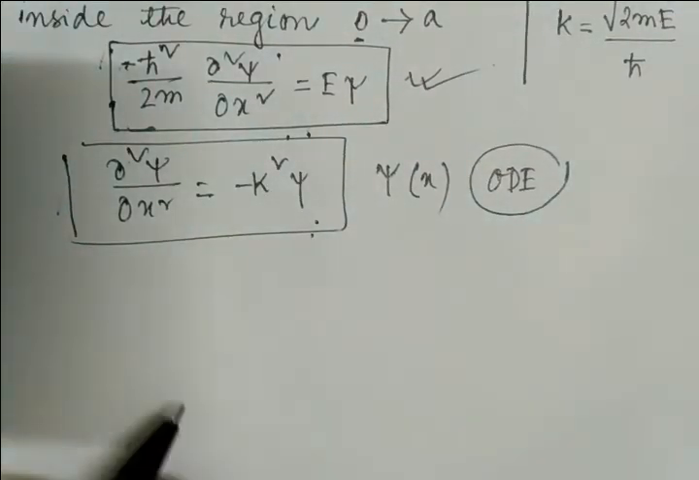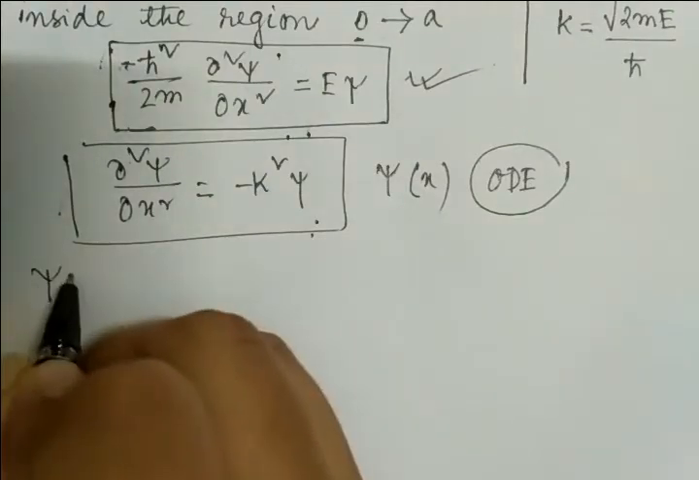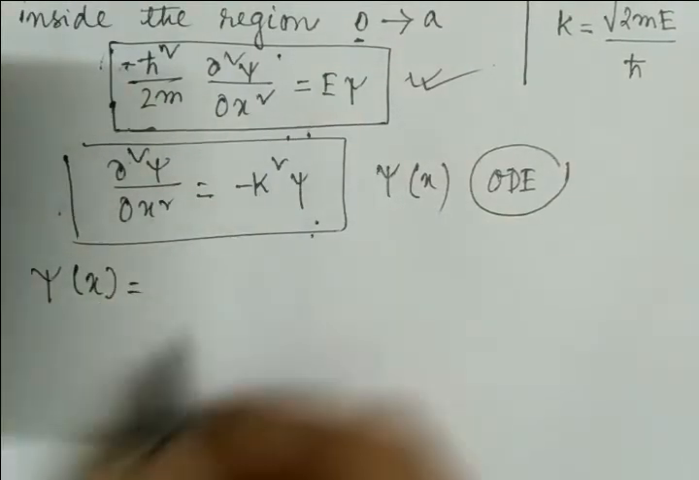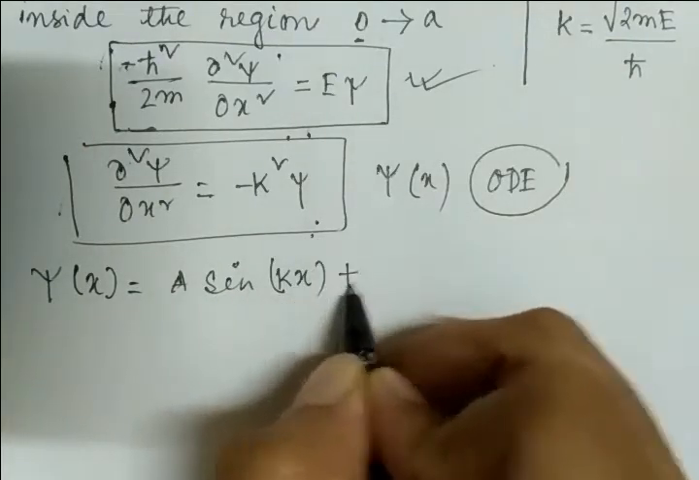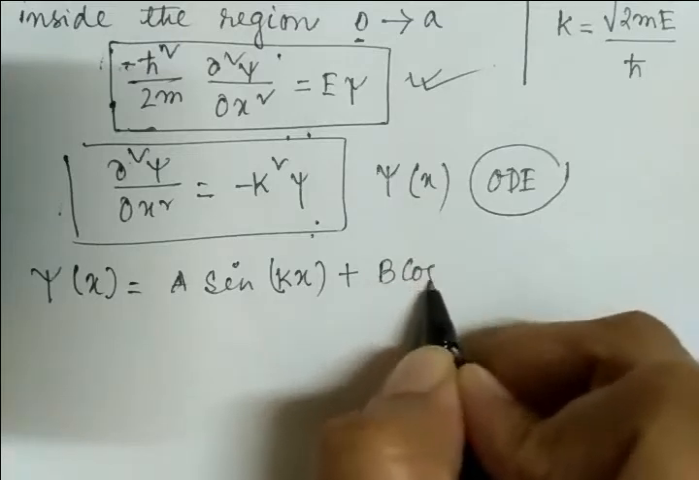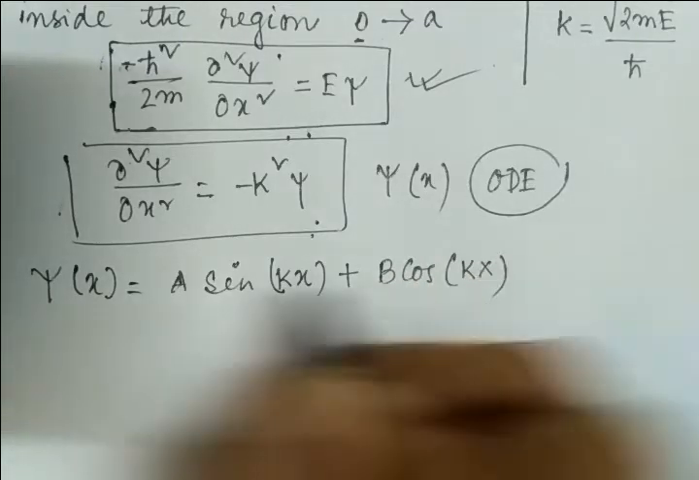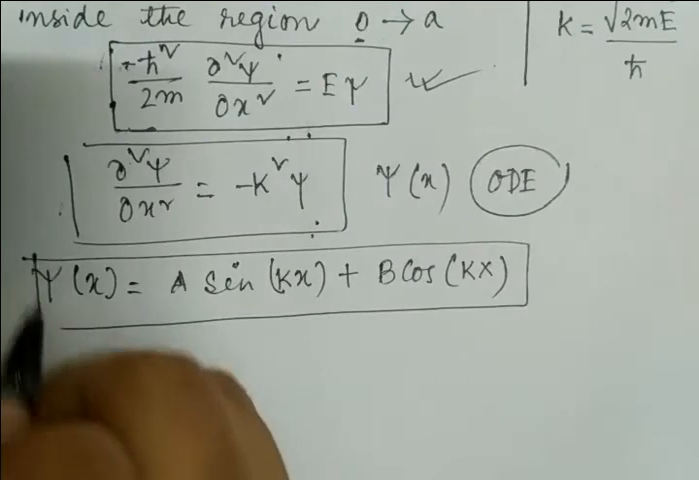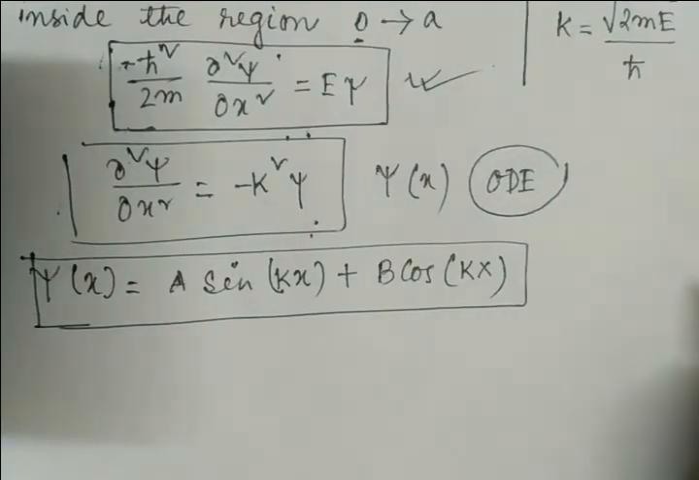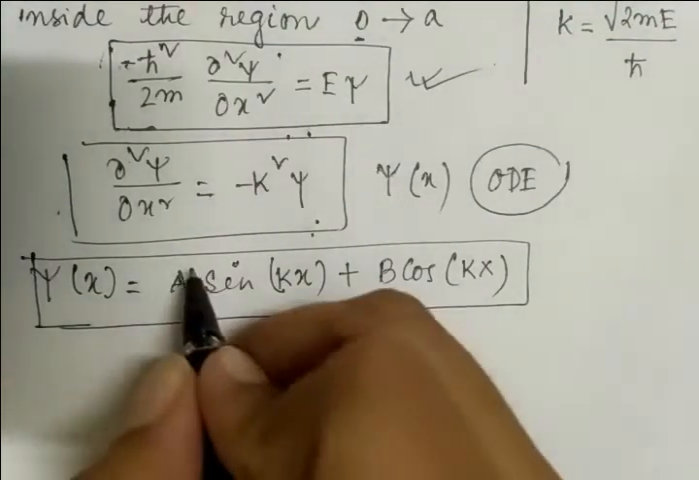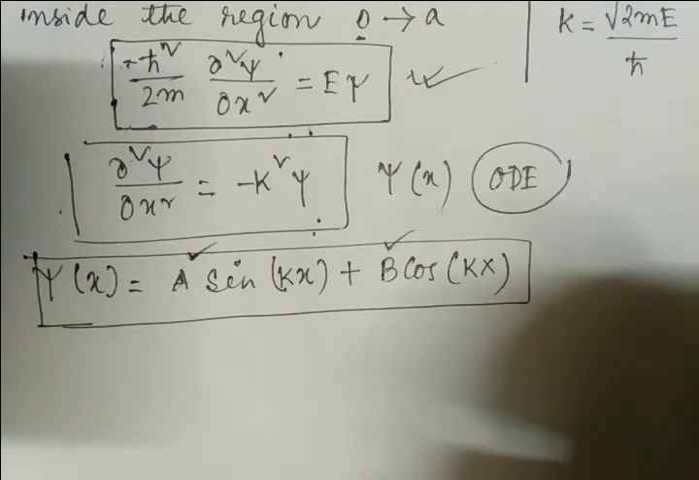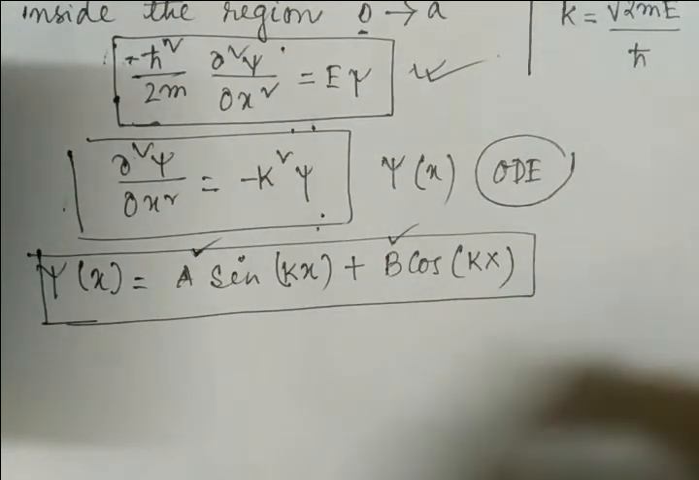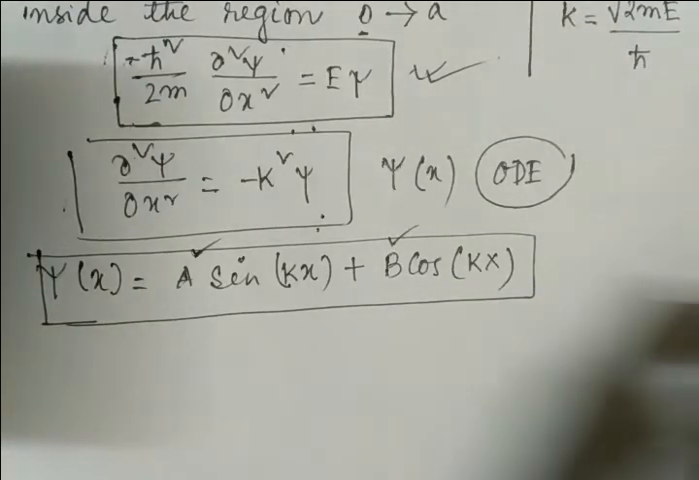If we go to the solution part, you all know that psi of x equal to A sin kx plus B cos kx. This expression is well known to you, and this is the general solution, right? Here A and B are constants, and these are unknown values, but we should define them. What is the value of A and B?